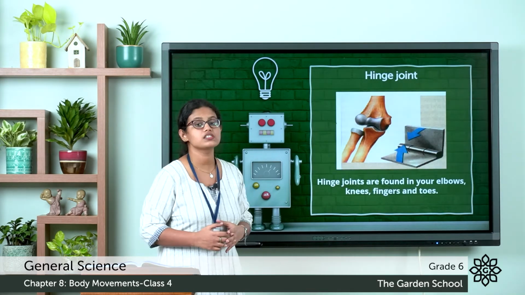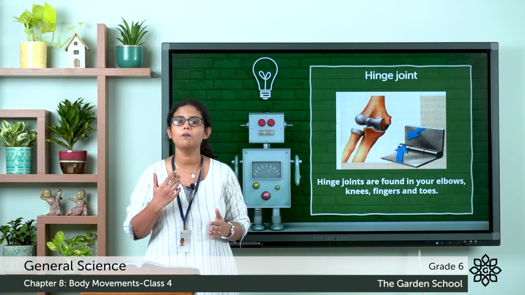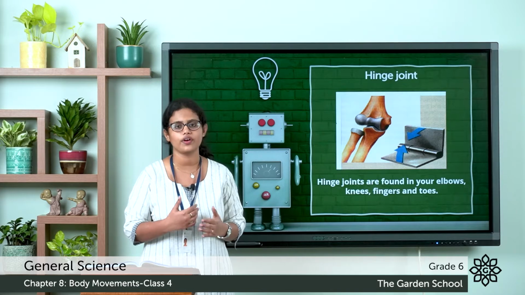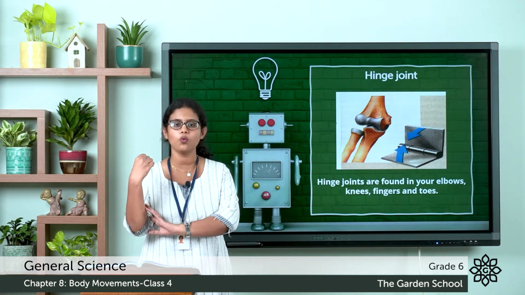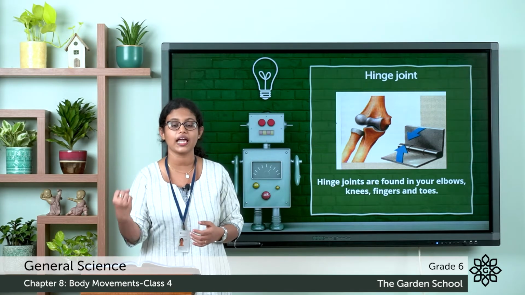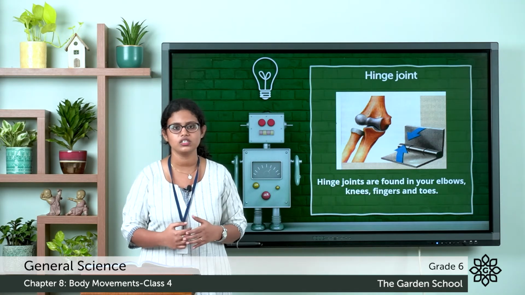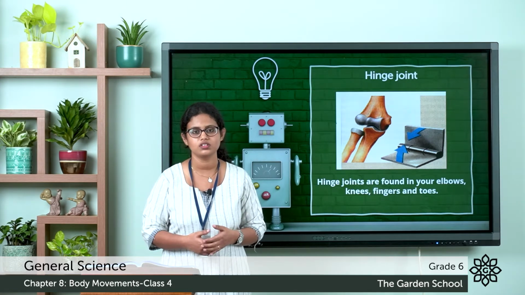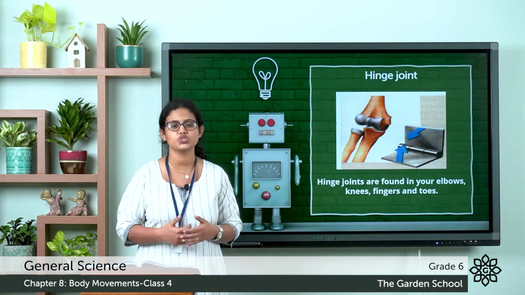The next one is the hinge joint. Hinge joint is also a type of movable joint and it allows movement only in one direction. Let's take the example of our elbow. We can move our elbow back and forth, that is, we can move our elbow only in one direction. So our elbow has a hinge joint. What about our knee? We can move our knee back and forth, only in one direction, and our knee has a hinge joint.